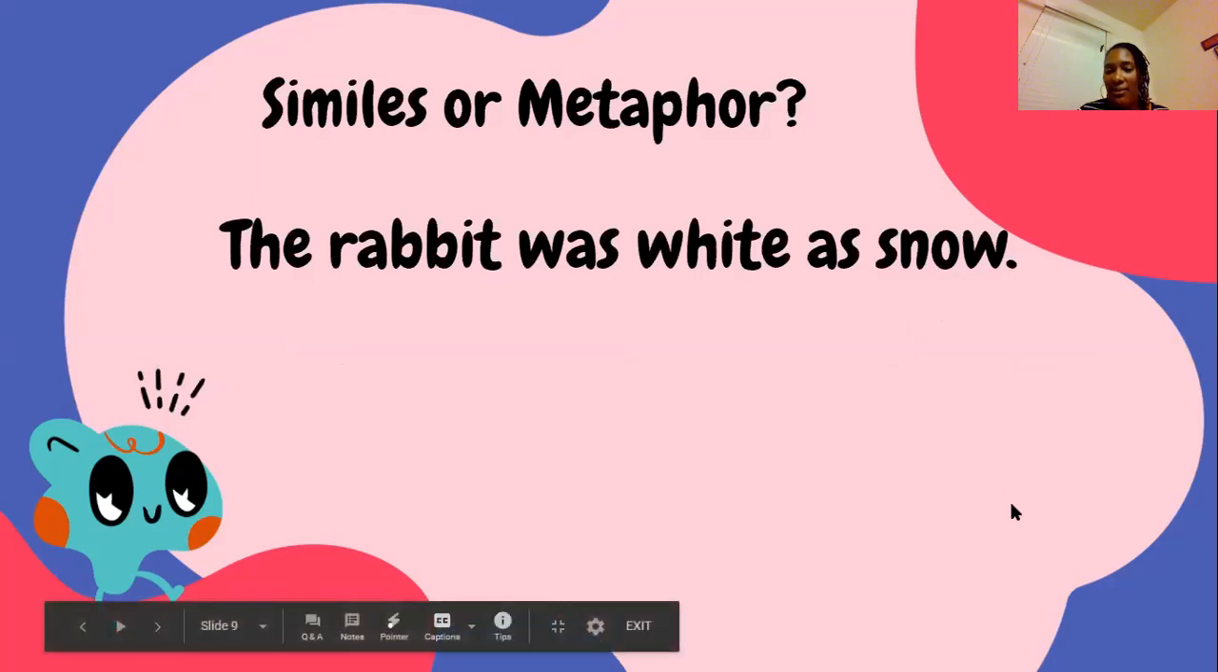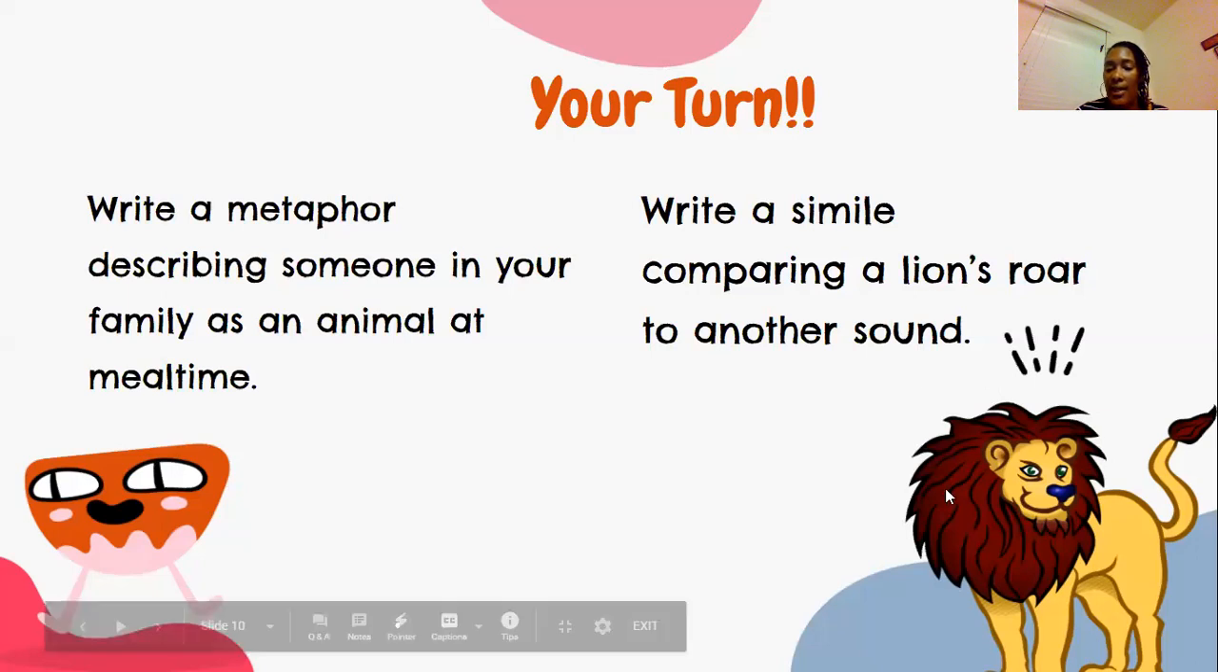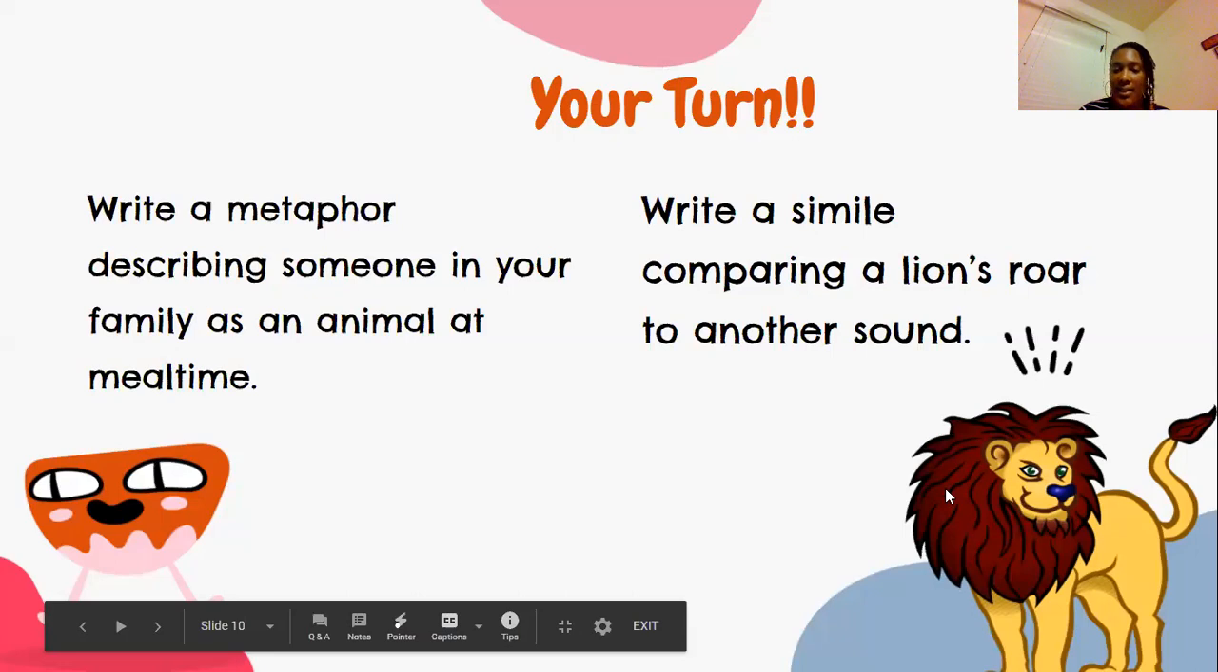So you did a great job of doing some practice rounds. So scholars, we did that together. Now it's your turn. Let me give you a couple seconds. Write a metaphor describing someone in your family as an animal at mealtime. And then I want you to write a simile comparing a lion's roar to another sound. So go ahead, pause the video, and write these 2 sentences. Go ahead and refer to this part of the video, and then come back when you're ready. Go ahead and press pause and complete those 2 sentences.